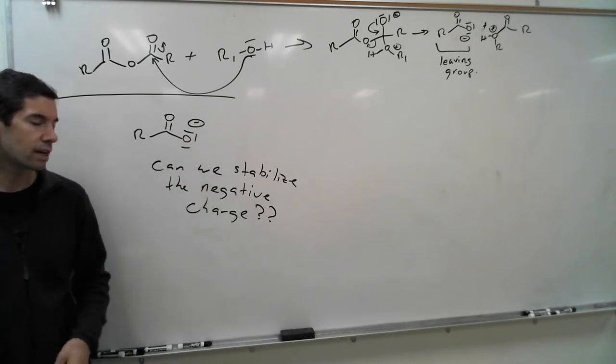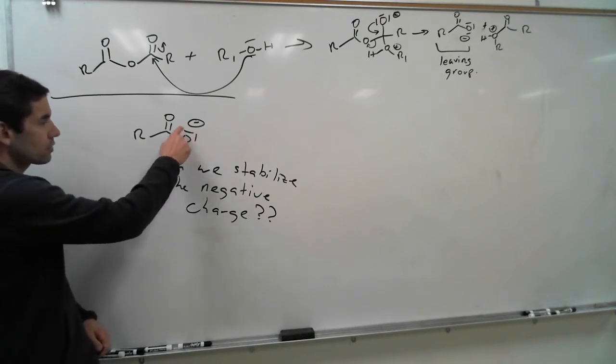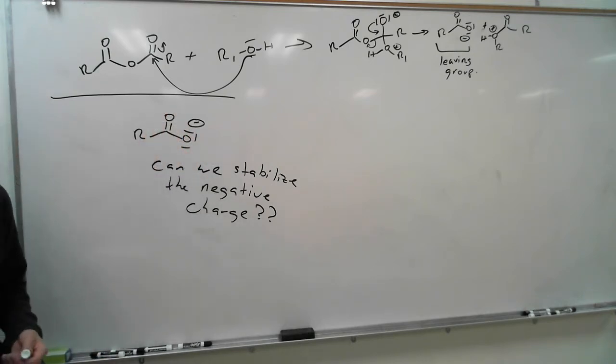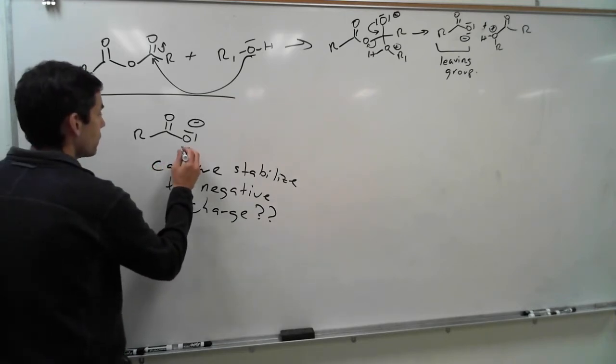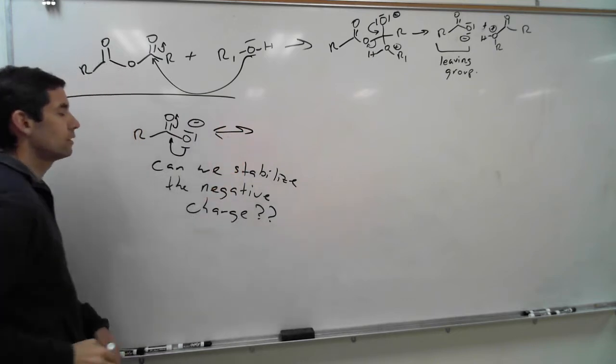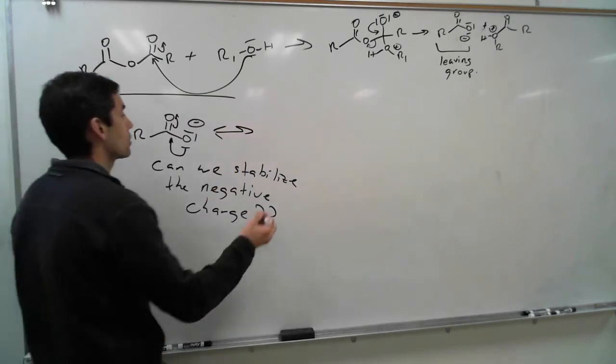Is there a way maybe this oxygen doesn't have all that electron density, right? Maybe it can share with that oxygen. What can we do? We all know what we're thinking, right? We're all thinking the same thing. We're thinking we can do what? Electrons go here, electrons go there. What am I doing? I'm drawing what? Drawing a resonance structure.